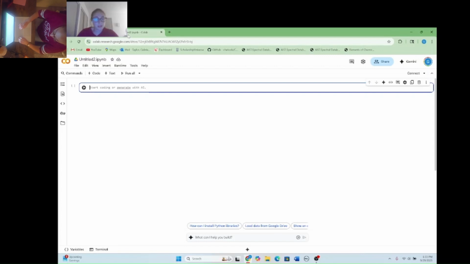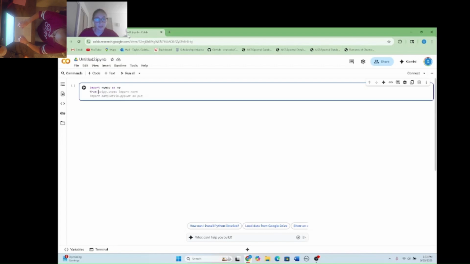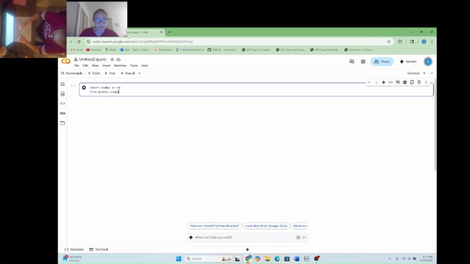So the first thing that we want to do is import NumPy as np. And then from plotly.subplots, we are going to import make_subplots.